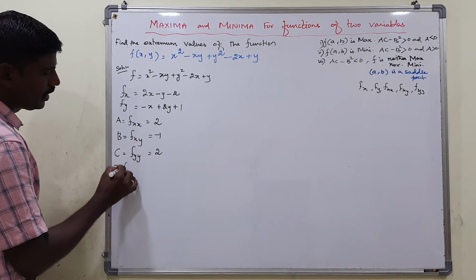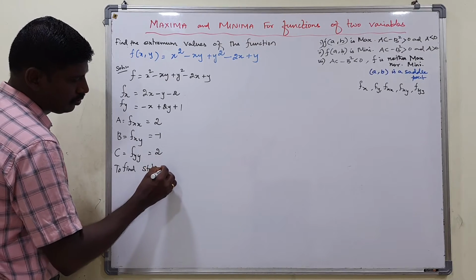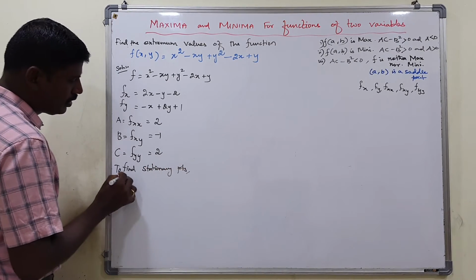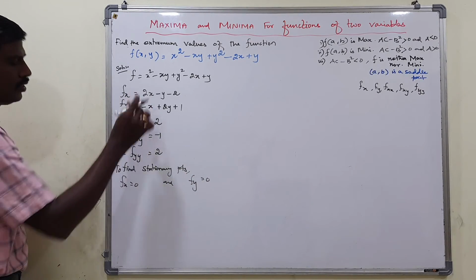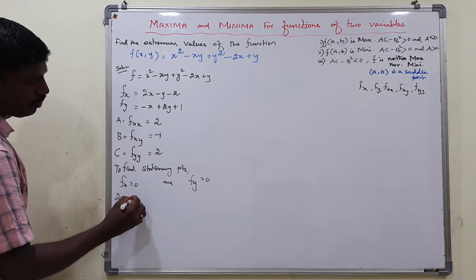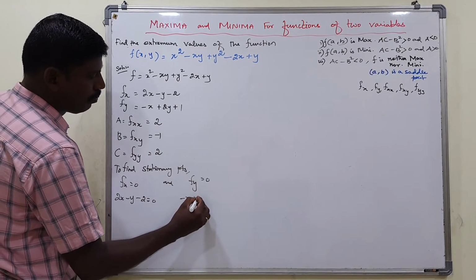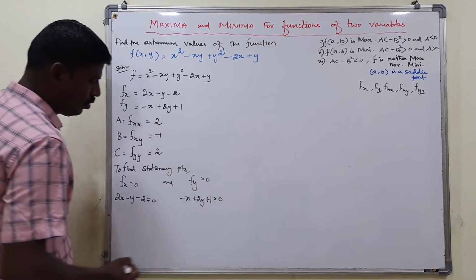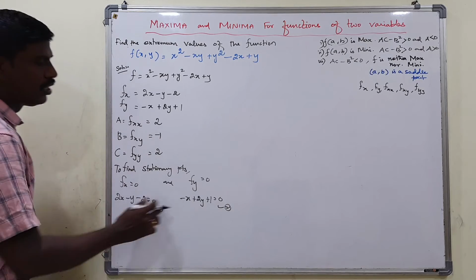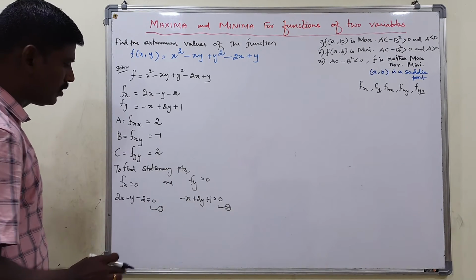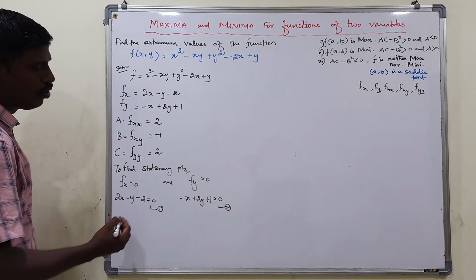That's all. So to find stationary points, we equate fx equal to 0 and fy equal to 0. fx is 2x - y - 2 = 0, and fy is -x + 2y + 1 = 0. We call it equation number 1 and equation number 2. Solving 1 and 2, we can find the stationary points. There is only one point that will exist. How to solve 1 and 2?